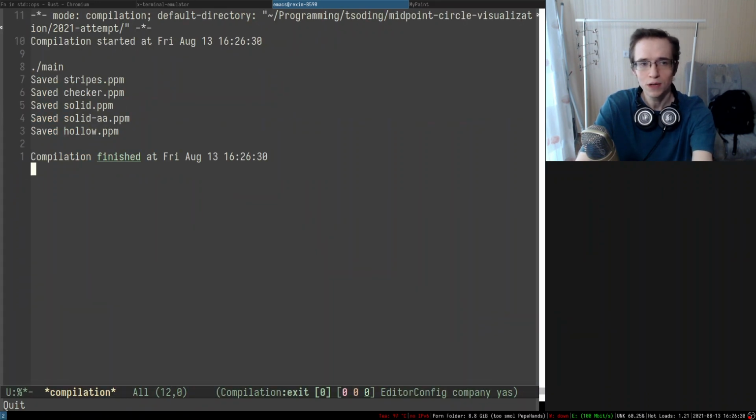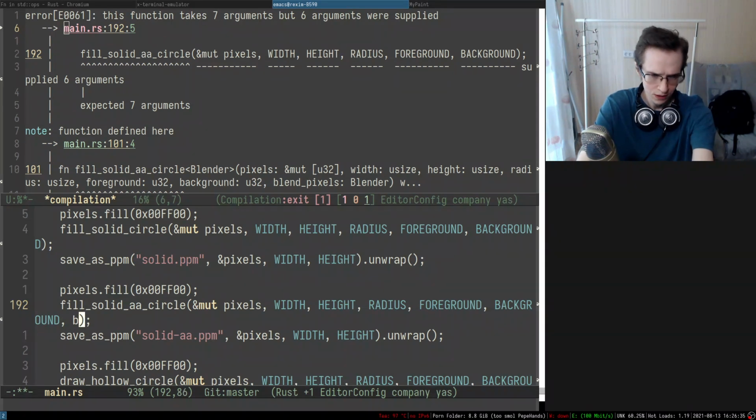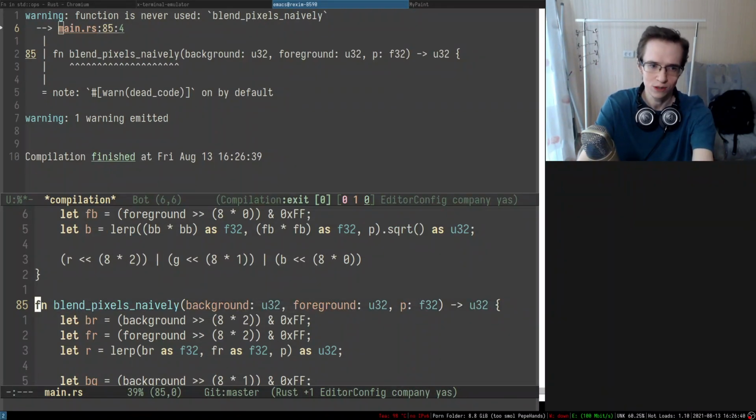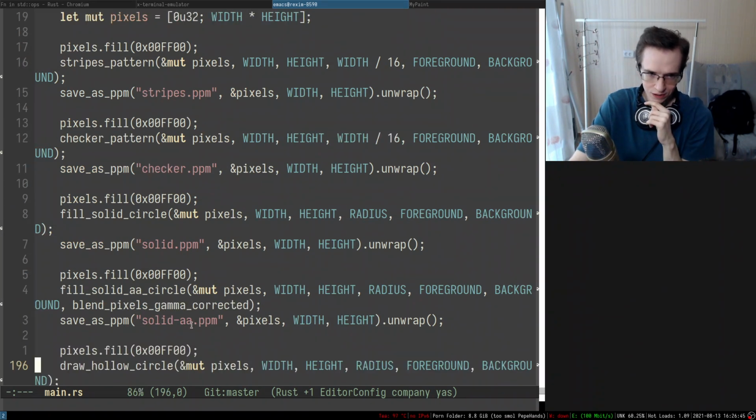Okay, let's actually try to compile the entire thing and see if it's going to work. Now, blend pixels gamma corrected, right? And it seems to be working. Now it complains that we don't even use naively.